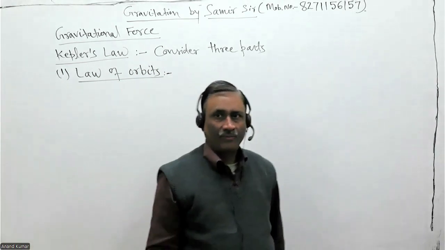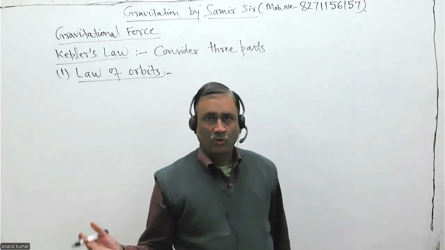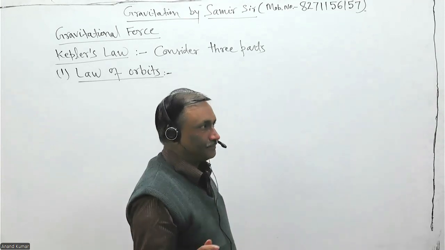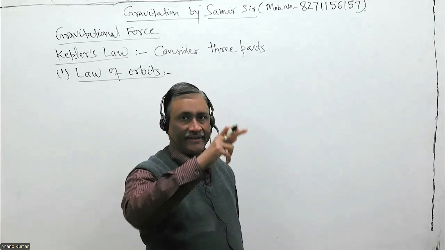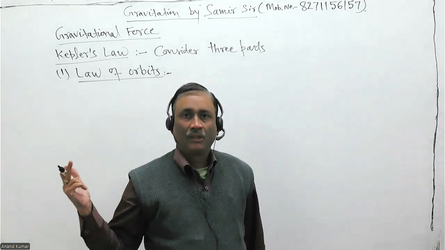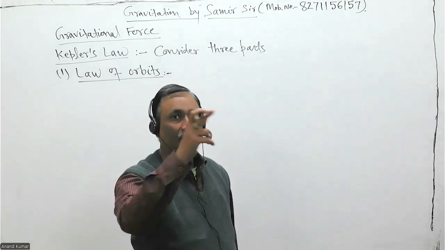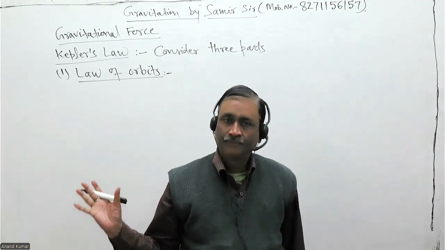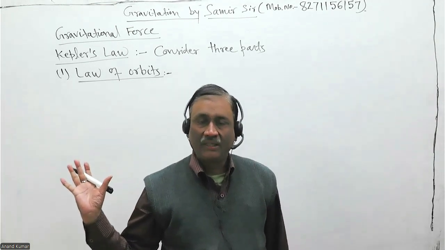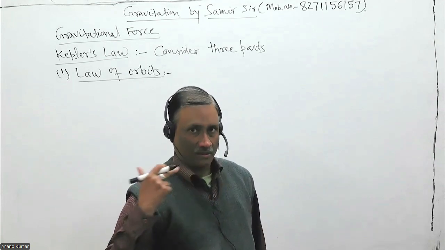In the law of orbit, it is told that all the planets move around the sun in an elliptical orbit.